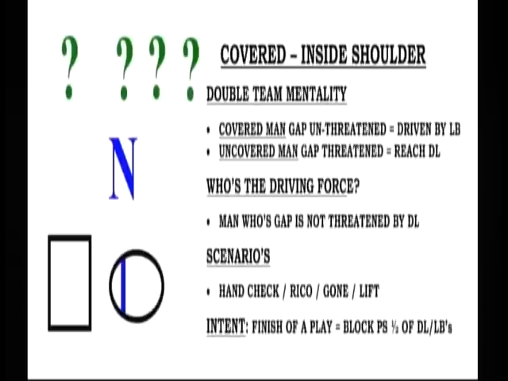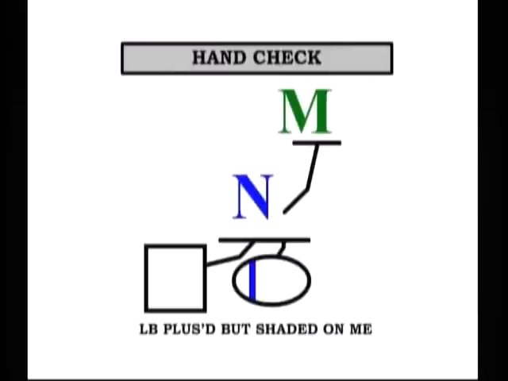Scenarios. If you look at the first question mark, and we'll go through all of them, you'll end up working to the first question mark to the right would be a gone. Working to the second one would be a hand check. Working to the one stacked over the nose would be a Rico. And working to the one all the way back would be a live technique. And again, we're talking about the releaser. And the releaser usually is the one whose gap is unthreatened. Intent is the finish of the play. We want to block the play side half of the defensive lineman and the linebacker.